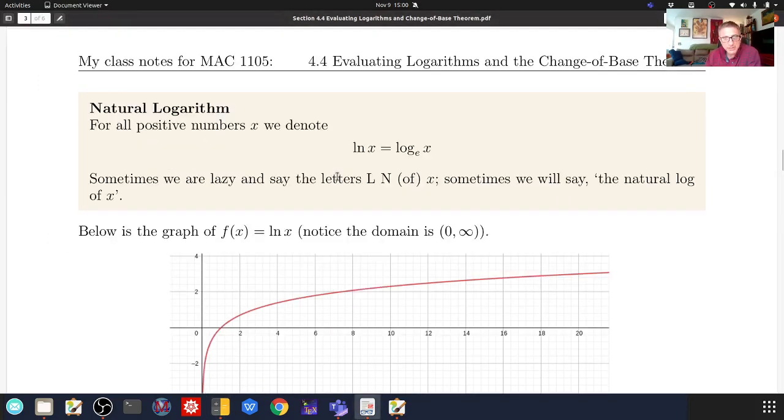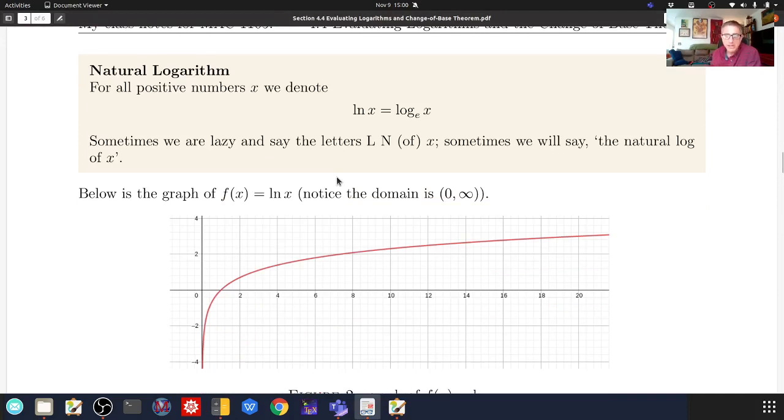So here we have a new notation. It's much more natural than the log to the base 10. So ln of x, which I've already been talking about, and we call that the natural log, is equal to log to the base e of x. Sometimes we're lazy and we'll just say the letters ln of x. That's what you'll probably hear me say here in fewer than 2 minutes. Sometimes we'll say the natural log of x.